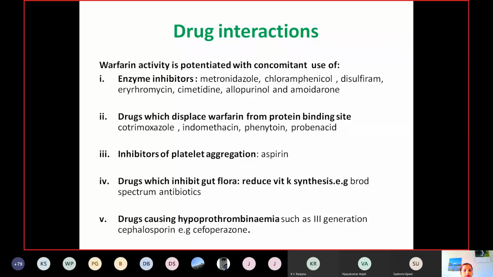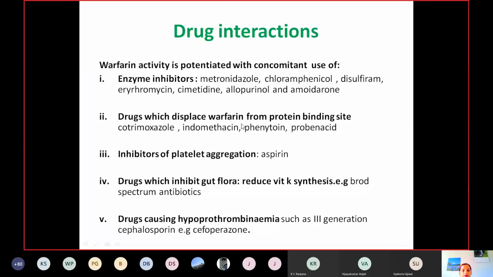Any confusion in this? While you are using an enzyme inhibitor along with the drug, then there is an increased plasma concentration of the drug. Okay, because the enzymes which are metabolizing the drug are inhibited, thereby increasing the concentration of warfarin and increasing the side effects. So never give this type of drug, metronidazole, chloramphenicol, along with warfarin. Okay, if you give them together, there is a complication like severe bleeding.